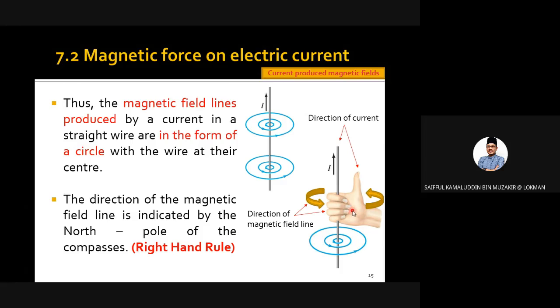We have two right hand rules and one left hand rule. So we have three rules to be memorized. So the direction of the magnetic field line is indicated by the north pole of the compasses using our right hand rule.